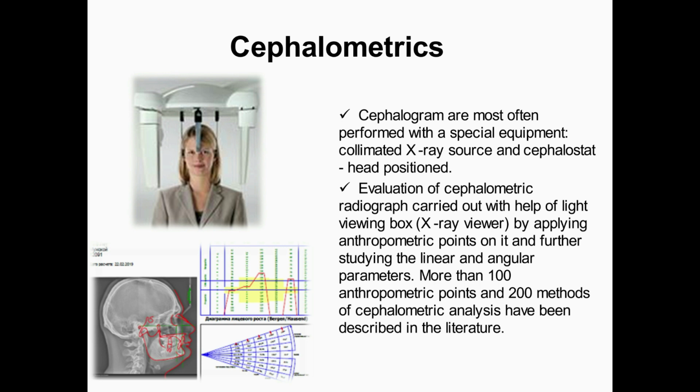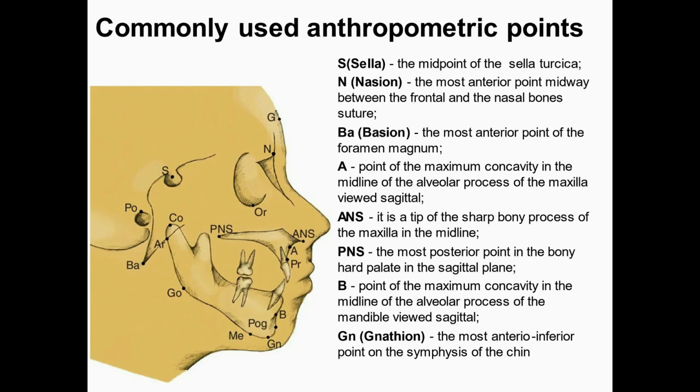Evaluation of cephalometric radiograph is carried out with the help of a light viewing box by applying anthropometric points on it and further studying the linear and angular parameters. More than 100 anthropometric points and 200 methods of cephalometric analysis have been described in the literature.